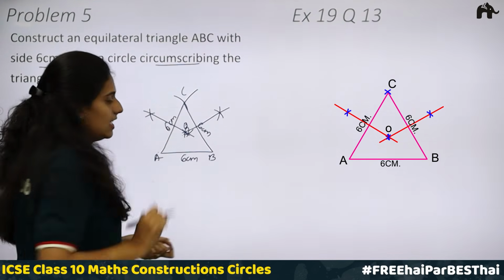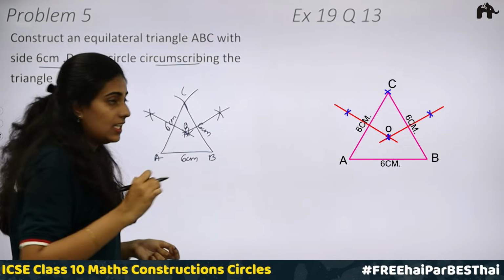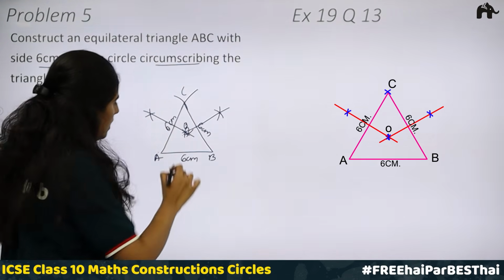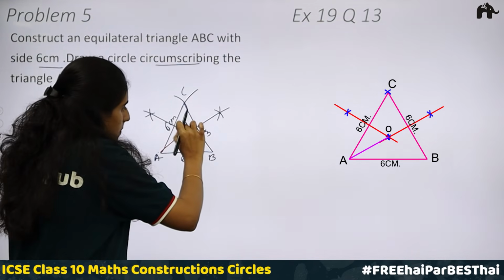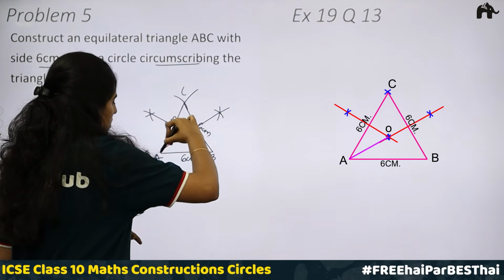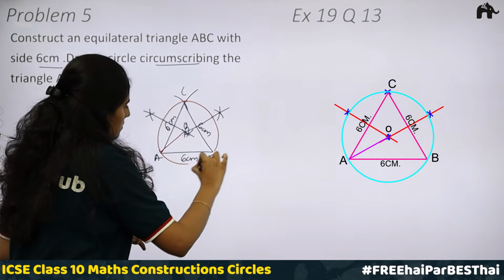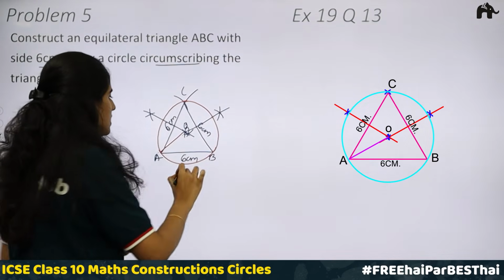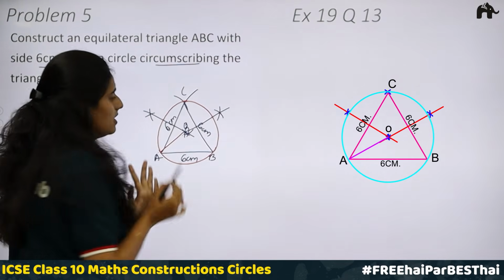Now, with O as center and OA, OB or OC as the radius, we are going to draw the circle. Okay, we are taking OA as some radius. The compass is placed at O and the pencil will be at A. We are going to draw the circle. So, here this is our required circle with center O and OA as the radius.